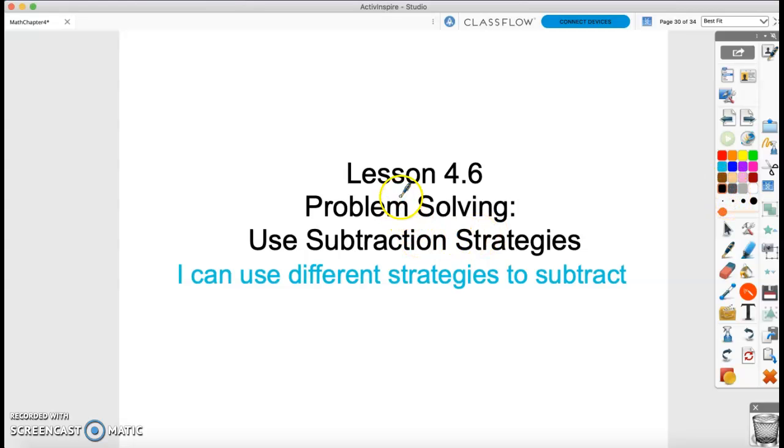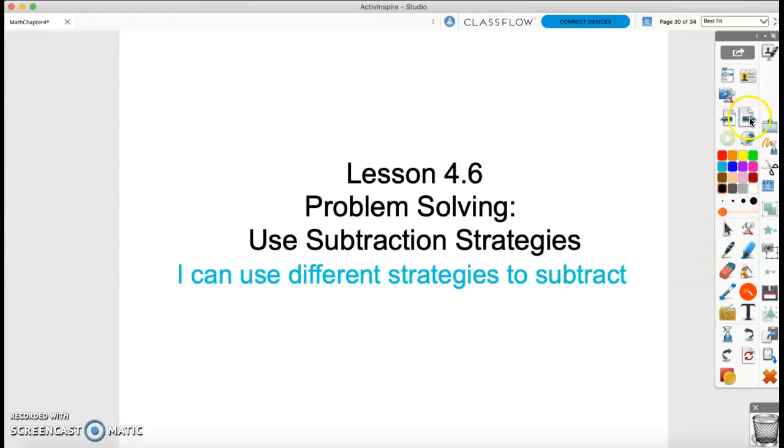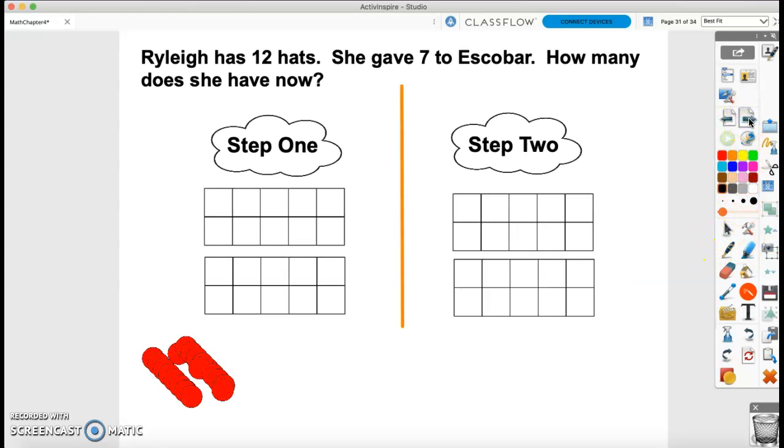This is lesson number 4.6, problem solving, use subtraction strategies. At the end of this lesson, you will be able to say, I can use different strategies to subtract. So we're going to work on some of the strategies that we have learned in this chapter. So let's read the problem.